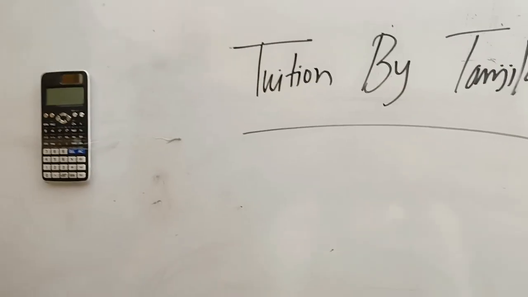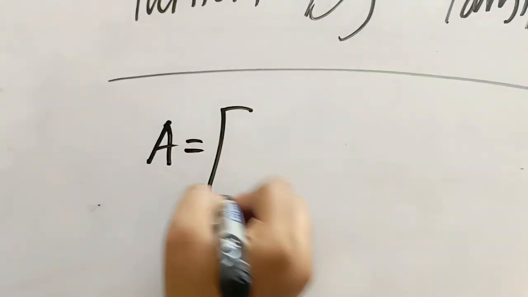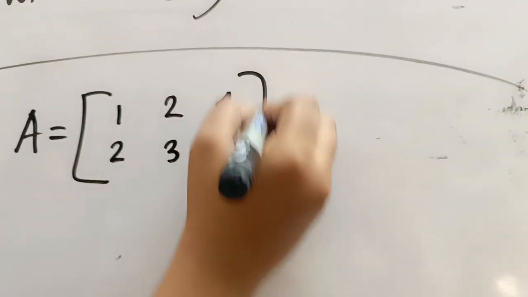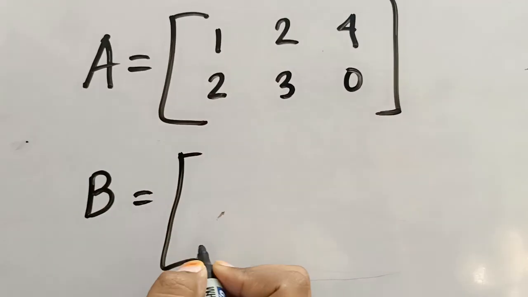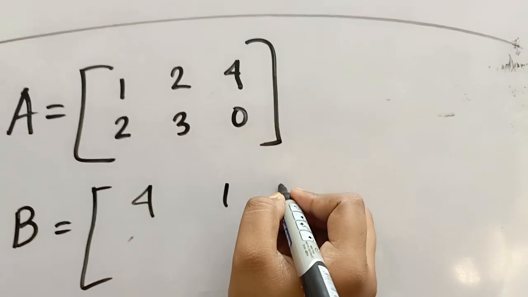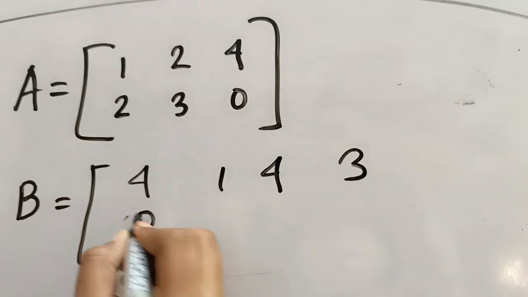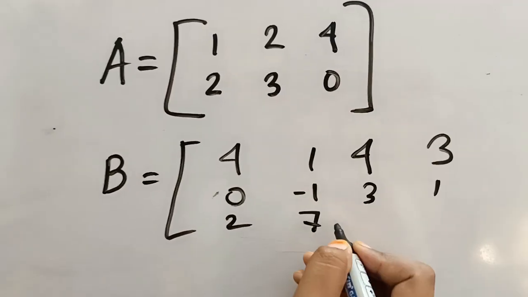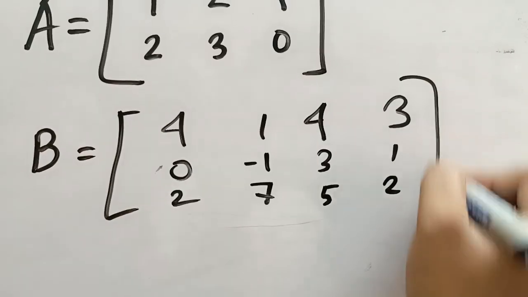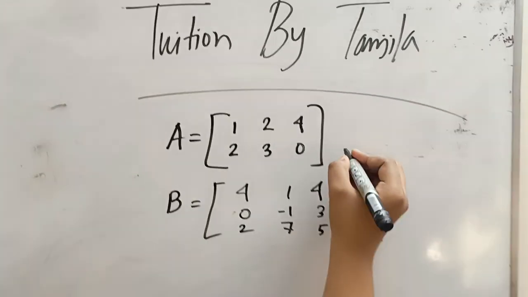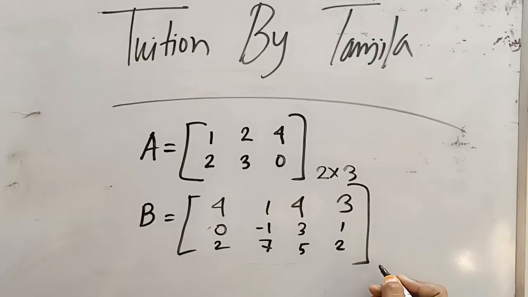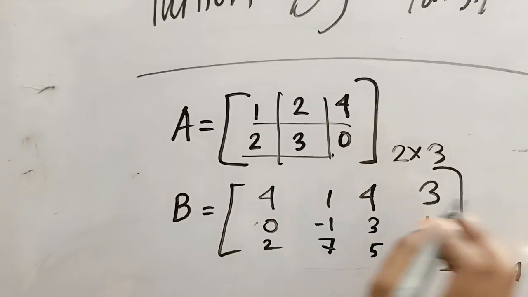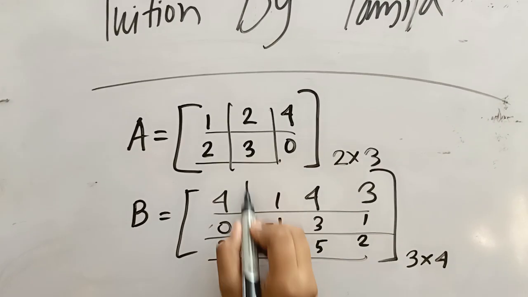So let's get started. Let us consider A equals 1 2 4 2 3 0 and B equals 4 1 4 3 0 minus 1 3 1 and 2 7 5 2. As we can see, A is a 2 by 3 matrix and B is a 3 by 4 matrix. That means 2 rows 3 columns and 3 rows 4 columns.